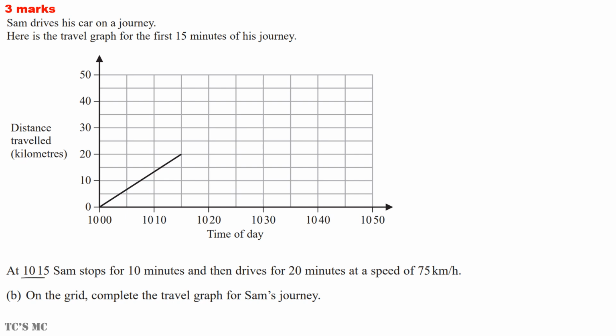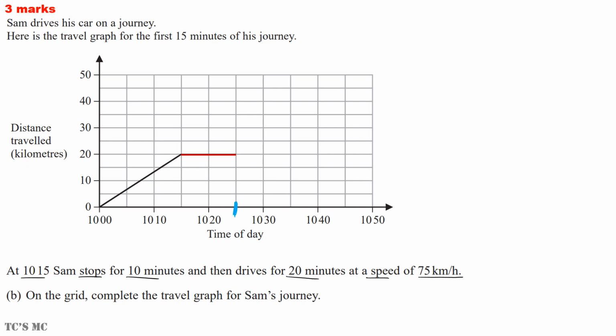At 10:15, Sam stops for 10 minutes and then drives for 20 minutes at a speed of 75 kilometers per hour. On the grid, complete the travel graph for Sam's journey. If he stops, we need to draw a horizontal line. Because it says it's for 10 minutes, we need to do 10:15 add on 10 minutes, which takes us to 10:25. We need to draw a horizontal line up to 10:25. Now we have 1 mark.